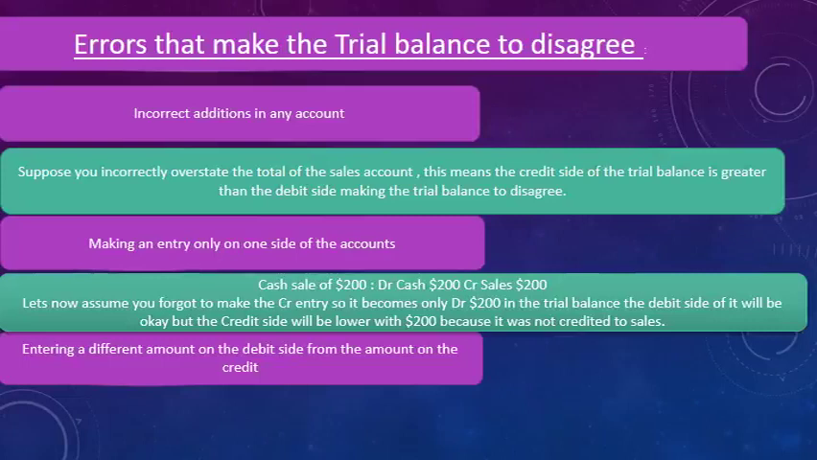So cash will be okay on the debit side as an asset. 200 will be there. But in the sales, there will be no 200 because you forgot to put the 200 on the credit side of the sales account. So that's it about making an entry only on one side of the accounts.